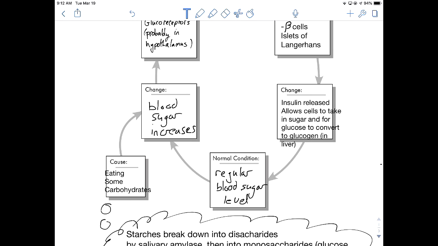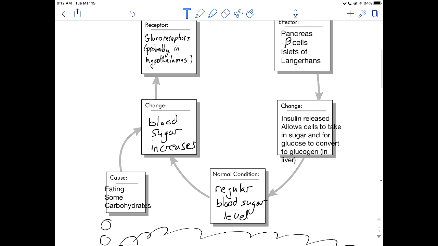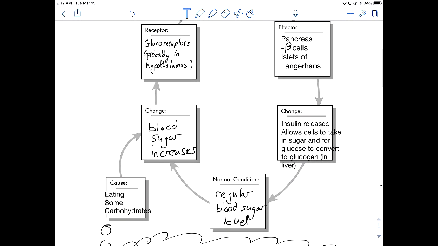So this is something we've talked about before. We talked also about the two digestion-related diseases, such as type 1 diabetes and type 2 diabetes, where we have factors that affect this cycle.